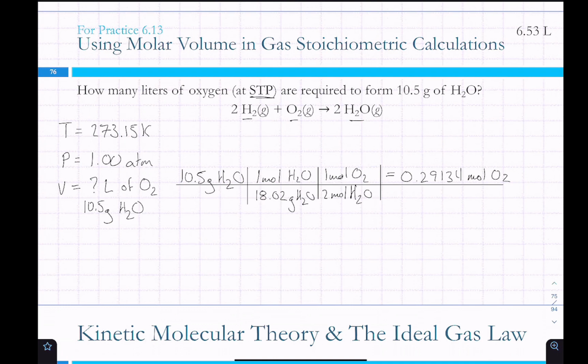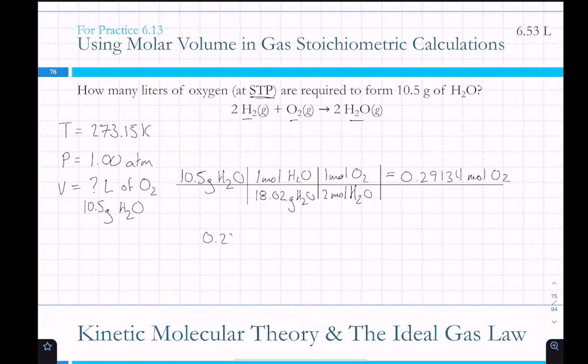Well, if pressure and temperature are constant, can we use a simpler approach? If we're at STP, we can use the molar volume of any ideal gas, which is 22.4 liters per mole. So we could have put that in here and used that to calculate, but I'll write it over here.